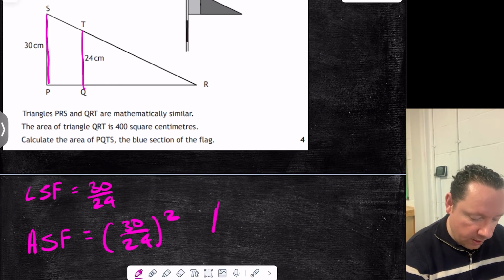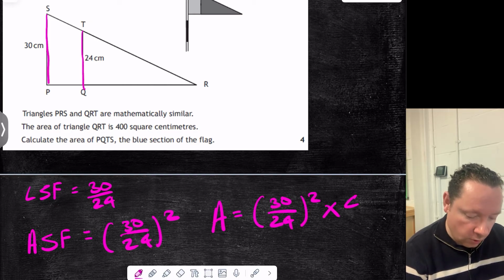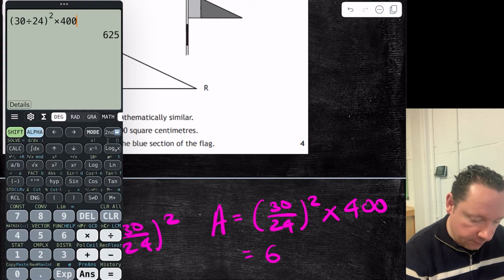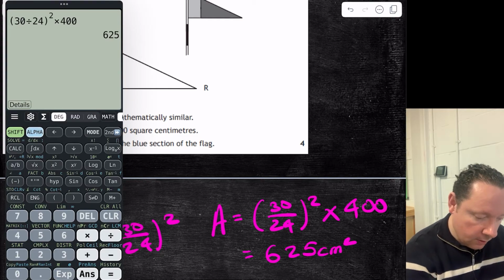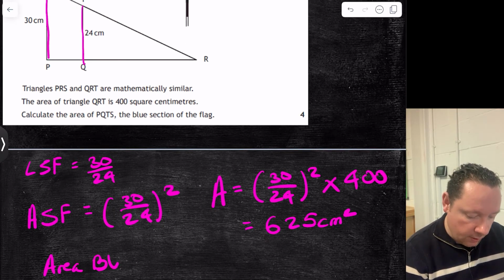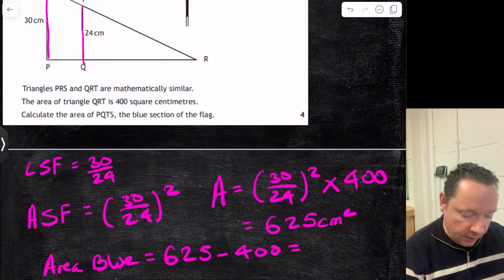So that means that my big area is equal to the scale factor times my small area, which is 400. So I get my calculator out. 30 divided by 24 in brackets squared, and then I'm timesing by 400, and that gives me 625 centimeters squared. So now that's given the whole triangle, so the area of the blue section is just 625 minus the small triangle 400. Using a calculator you get 225 centimeters squared, and we're done there.